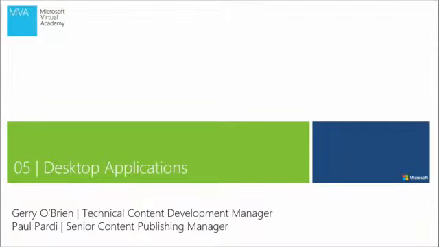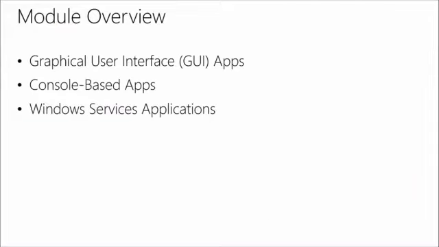So this module is designed to give you an overview of what you might expect to encounter when developing applications that will run on standard desktops, laptops, servers, anything that is non-smartphone, mobile platform, or web-based applications. We're going to take a look at 3 different types of desktop applications in this module. We'll give an overview of them, talk a little bit about what they consist of, and demonstrate what some of them look like. We're going to cover the graphical user interface applications, demonstrate console-based apps, and then have a little discussion on Windows Services applications as well.